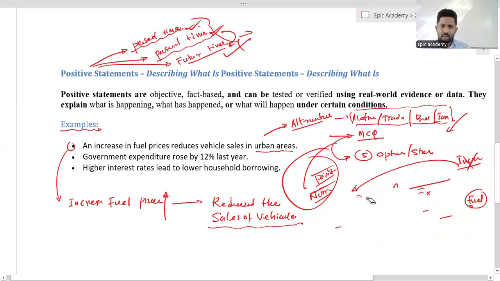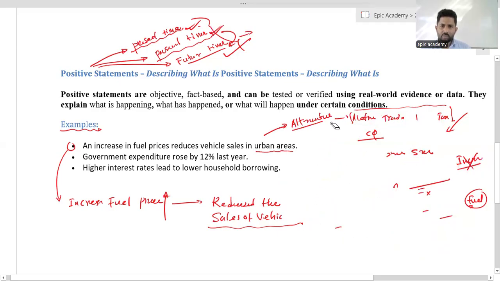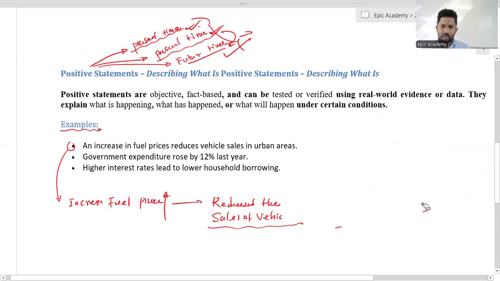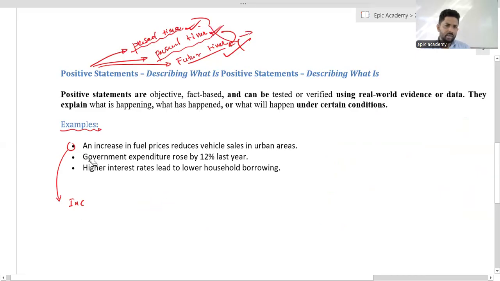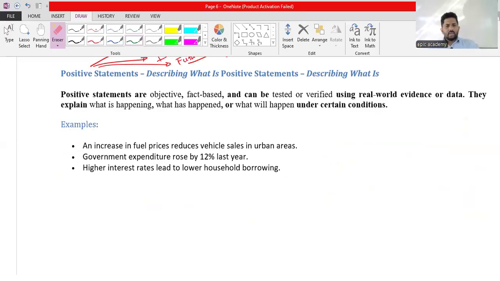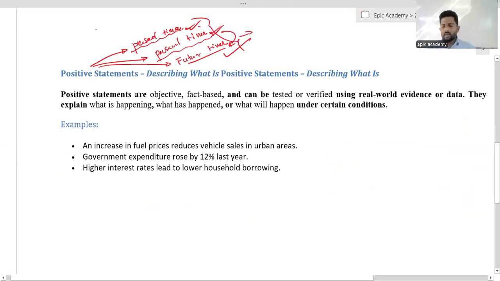So there must be some hidden concept behind that positive statement. We have to identify that one. Actually, it is not an opinion, it is one of the major activities that happen when the prices are increased. Then what happens? The sales of anything can be decreased because you have to sacrifice many things related to purchasing. Okay, so this is one of the major activities. And let's move to the next one.